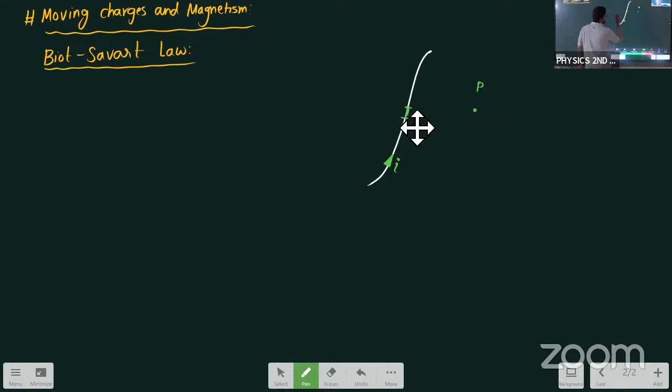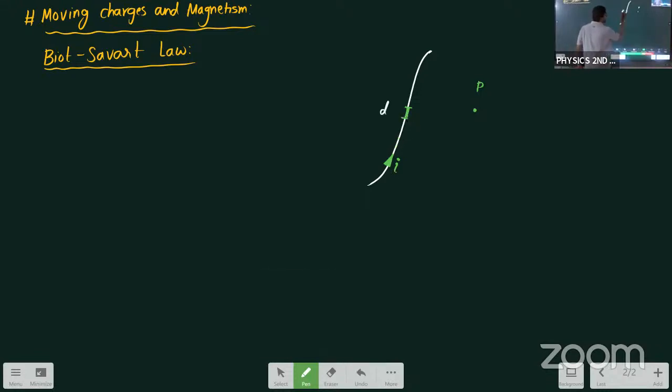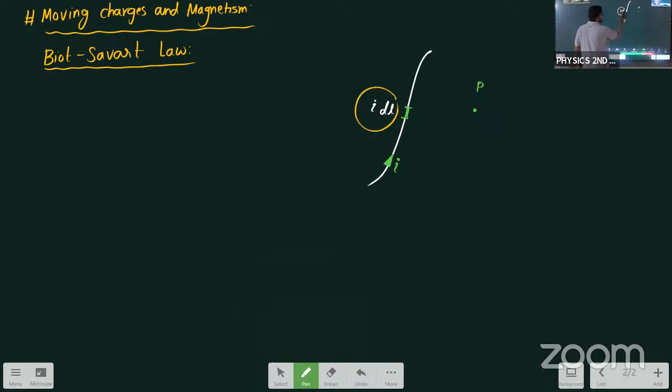I've considered a small length element. I'm representing it with dl. Because some amount of current is also flowing, I'm calling this entire term idl. Actually, there is a huge explanation regarding this because length is a scalar quantity, but the length element will become a vector quantity. But I will be calling this term the current element.